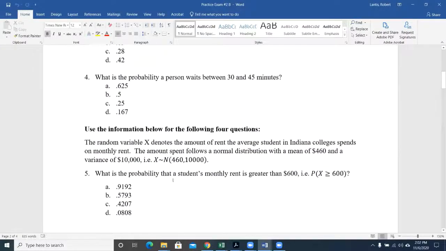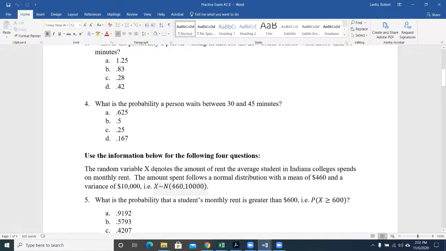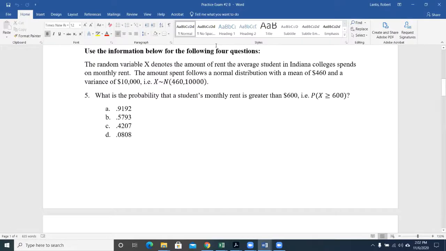So let's start with question 5 here. We have this random variable x, and we're working off practice exam B. This random variable x denotes the amount the average student in Indiana colleges spends on rent. So it follows a normal distribution with a mean of 460 and a variance of 10,000, right?